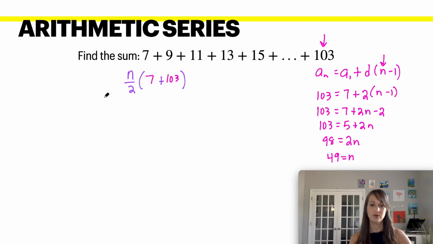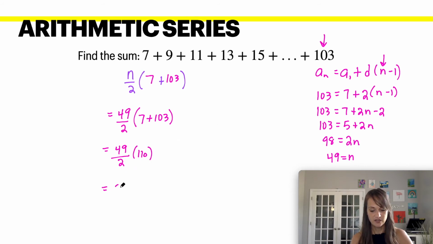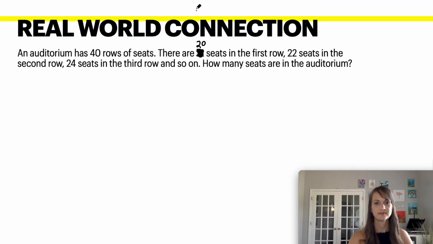Now we actually know n. So therefore, 49 divided by 2 times 7 plus 103. So 103 plus 7 obviously is 110. So 49 divided by 2, and then multiply that answer by 110, and you get 2,695.